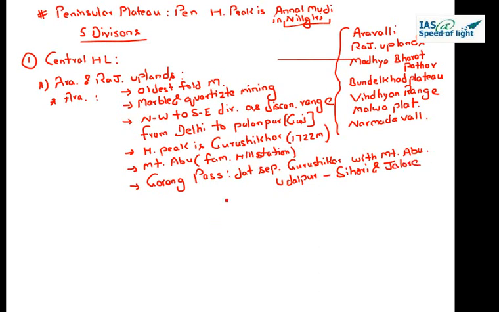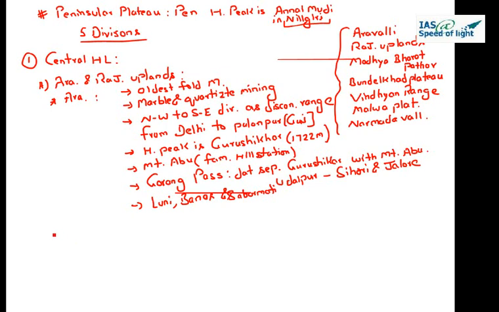Okay. Now, certain important rivers originate from the Aravallis. One such river, Luni, we have already seen. Another river is Banas and Sabarmati. Okay. So now these are the points for Aravallis which we have to note down.